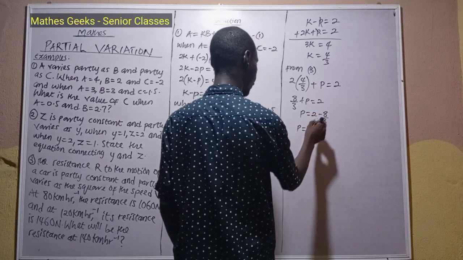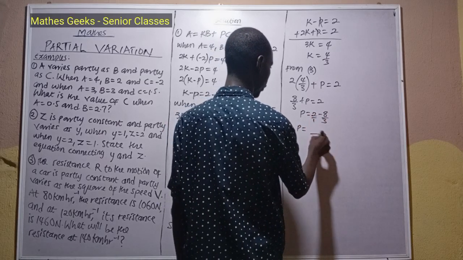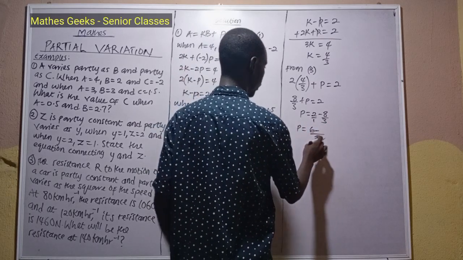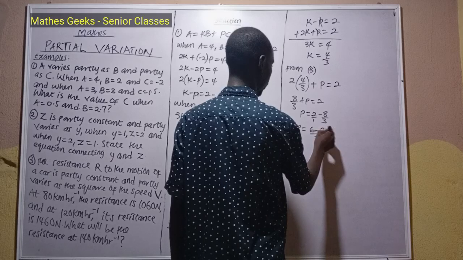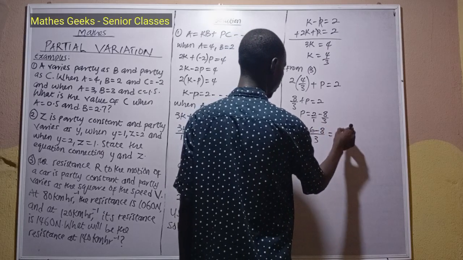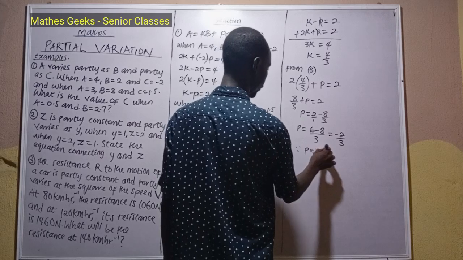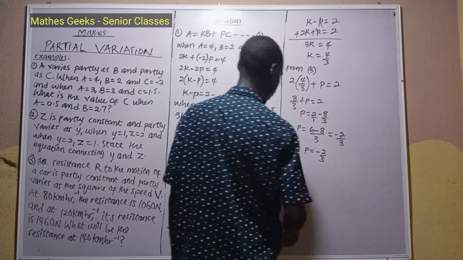And p is equal to, we get the LCM, 3. 3 into 1 is 3. 3 times 2 is 6, minus 3 into 1, 1 times 8 is 8. This is minus 2 over 3. So therefore, p is equal to minus 2 over 3.